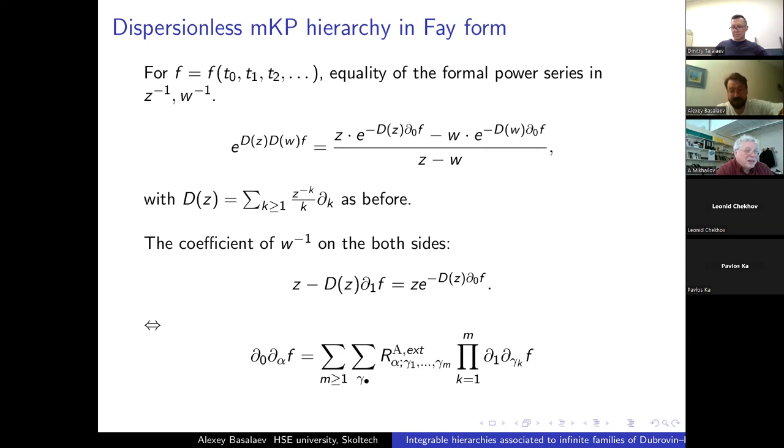The funny thing here is that it wouldn't be a good result if one gets a system of Dubrovin-Frobenius manifolds that suits some hierarchy. Well, I don't know. In principle, yeah, that's interesting to check.